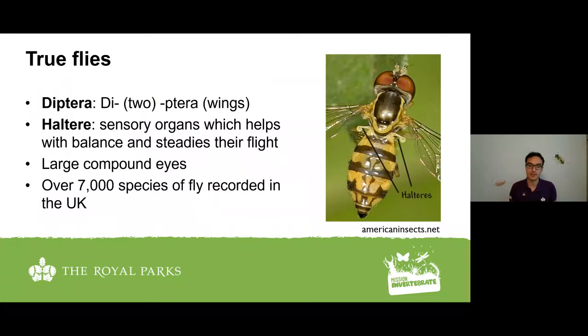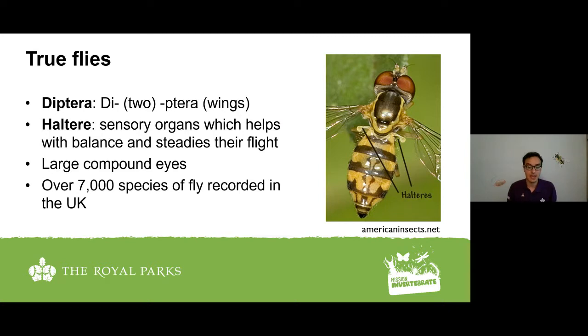With the true flies, they've got two wings, one pair of wings, but their hind wings have evolved into these very small sensory organs called halteres. And these halteres help the fly to know which way is up and down. It acts a bit like a gyroscope, helping the fly to balance and be steady while it's flying. The true flies have very large eyes, these large compound eyes, which take up most of their head.